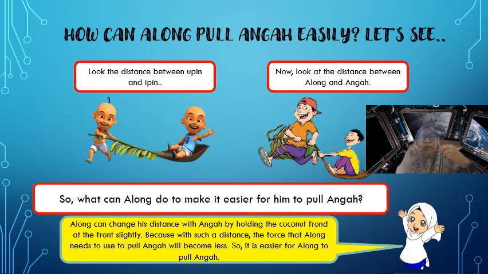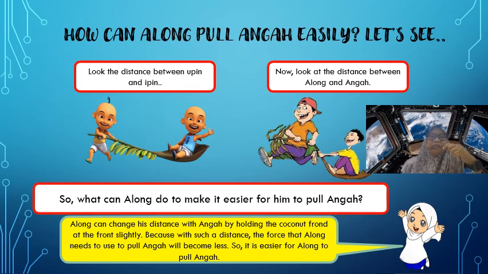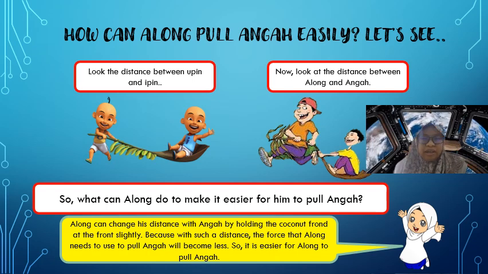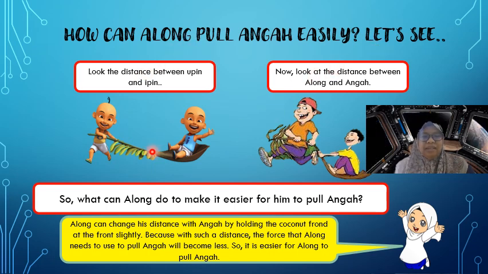Now, based on the situation that was observed in the picture before, okay, as we can see, Angah and Along and Upin and Ipin are playing the coconut frond pulling game. Okay, now how can we help Along to pull Angah easily? Let's see. Okay, look at the distance between Upin and Ipin. Now, the distance between Upin and Ipin is slightly further than Along and Angah. So, if Along wants to beat Upin and Ipin, Along has to move further in front of the coconut frond.